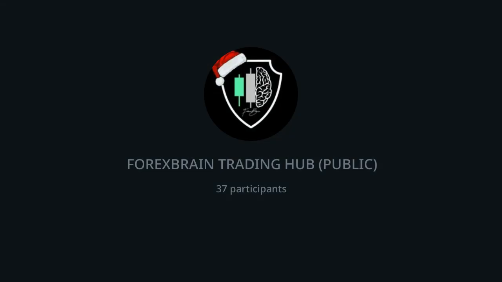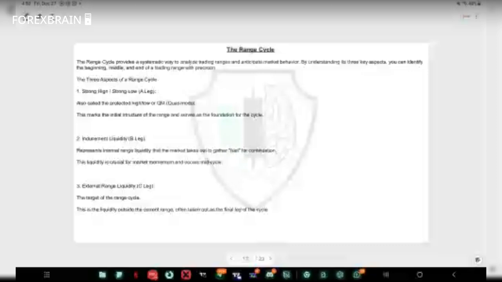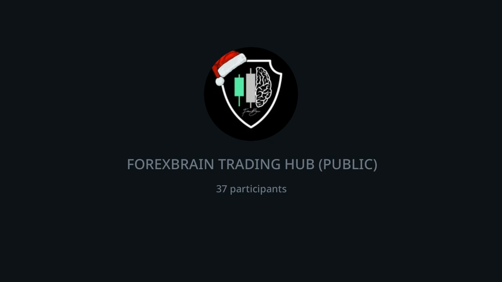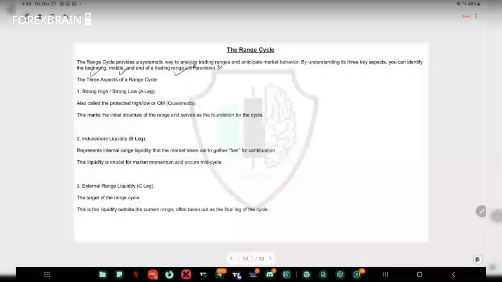You are only looking for just three things on the chart. Three things. So it has to be very, very simple. Keep it extremely simple. You understand? So you can identify the beginning of the trading range, the middle, and the end of the trading range with precision. Emphasis on this guy. With precision. So the three aspects of a trading range cycle include one, a strong high or a strong low.